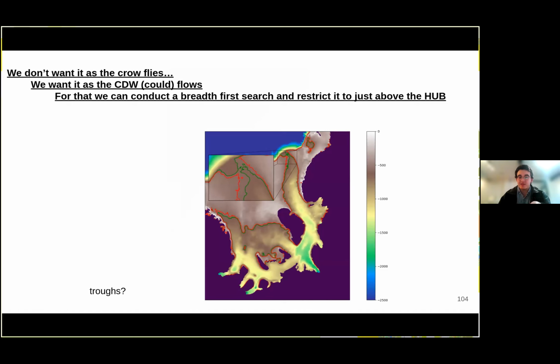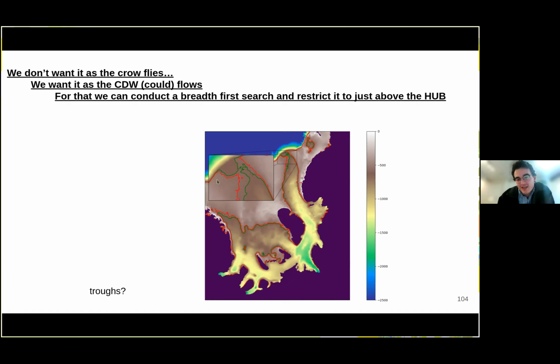And so for that, we're going to do this kind of convoluted search outward from the grounding line to the 1500 meter isobath. And what we're going to do is restrict that search to the set of depths that is just below, just above the hub. And that, I recognize, is a mouthful. Basically, if you think about how the hub is the highest depth at which a grounding line point is disconnected from the open ocean, then just above it is the deepest depth that it is connected.